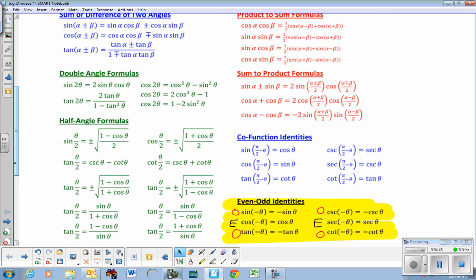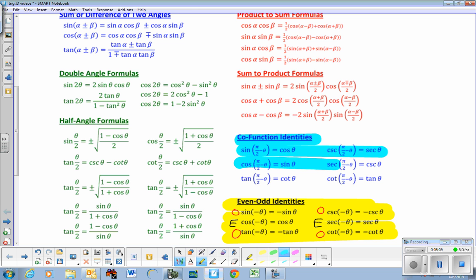What's going to happen is, when you're trying to prove an identity, if your answer has a cosine in it and your starting point has sine of pi over 2 minus angle, and that could be 90, by the way, if it were in degree form, you can eliminate that sine term and change it over to the cosine term.